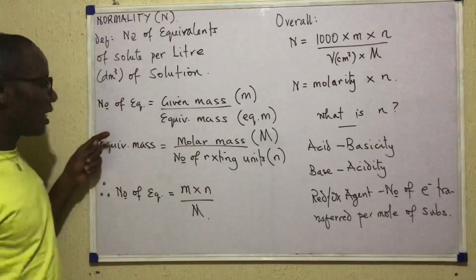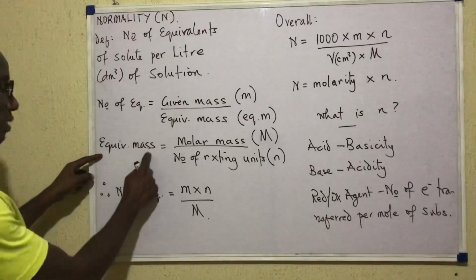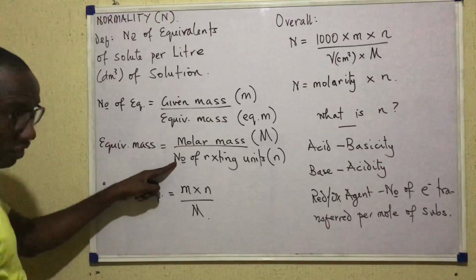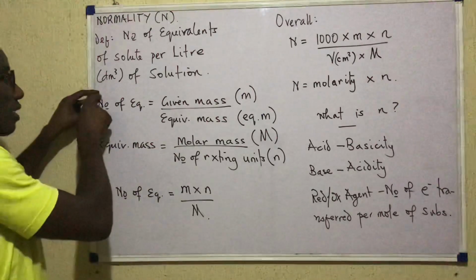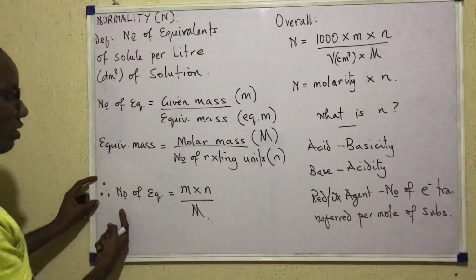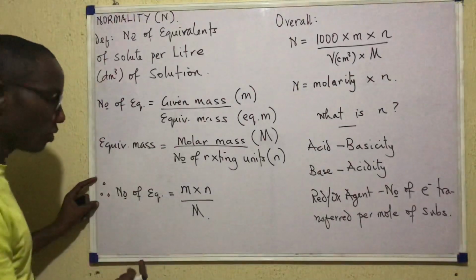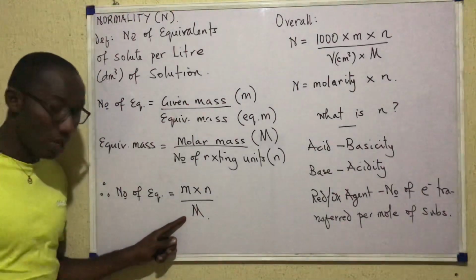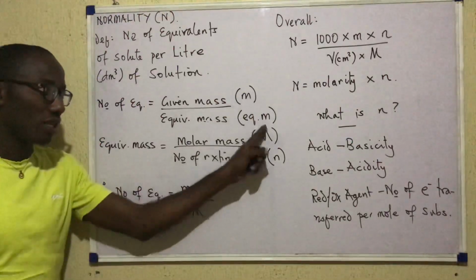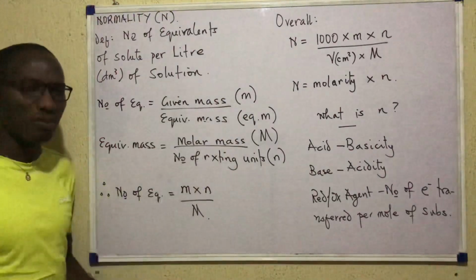So based on that, if you were to bring these two formulas together, equivalent mass, which is here, is molar mass over number of reacting units. Then it means that number of equivalents, if not to be written like this, may also be written like this, as mass times number of reacting units over molar mass. This is molar mass here, capital M. So I put the meanings of the different terms there. Molar mass is capital M, whereas given mass is small m.